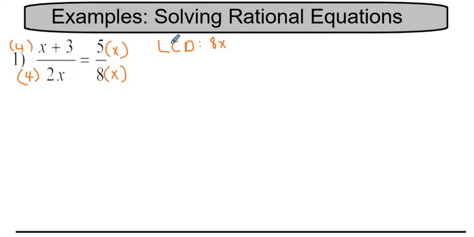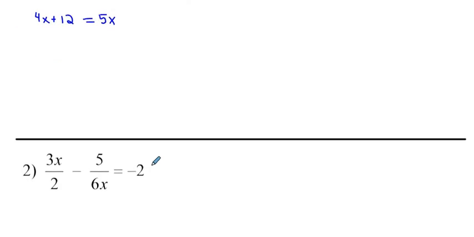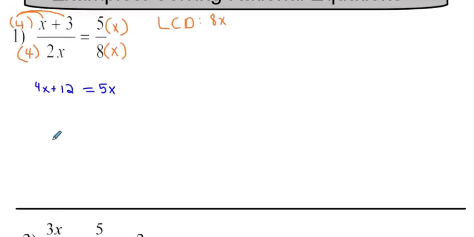So what you do now is you will simplify this, right? You're going to distribute this one and multiply that one. So you'll get 4x plus 12, and then that equals 5x. And that would actually be the same thing as cross multiplying. But again, when you look at this problem, cross multiplication is not going to help you.